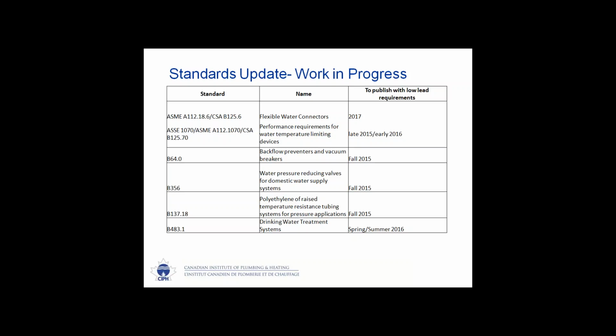Yeah, so there are a couple more on this list that are a work in progress. B64, backflow preventers and vacuum breakers, and B356, water pressure reducing valves for domestic water supply. Both are planned to be updated in the fall of 2015 of this year. Right now we're also working on another B137 standard, the B137.18, polyethylene of raised temperature resistance (PE-RT) tubing systems for pressure applications, which will be updated as well in the fall of 2015. We're currently also working on B483.1, drinking water treatment systems, and this one looks like it should be updated in the spring or summer of 2016.